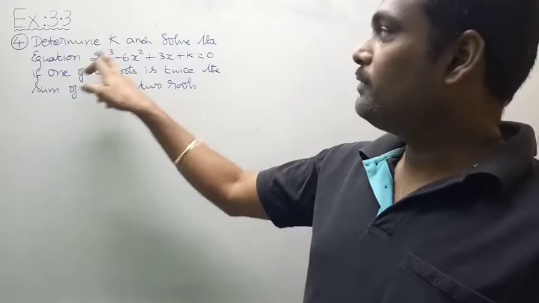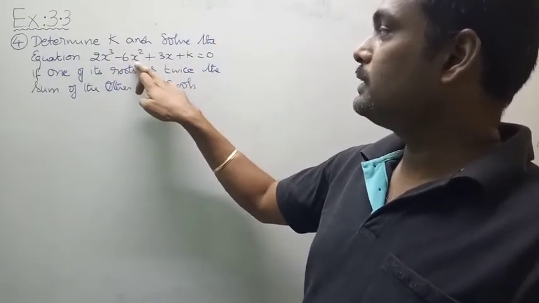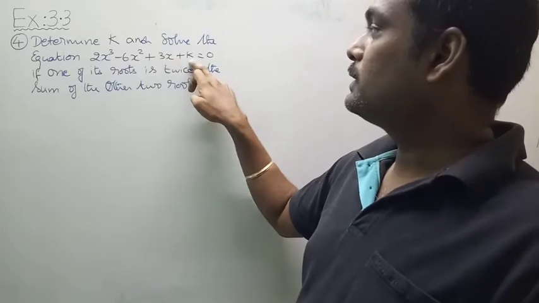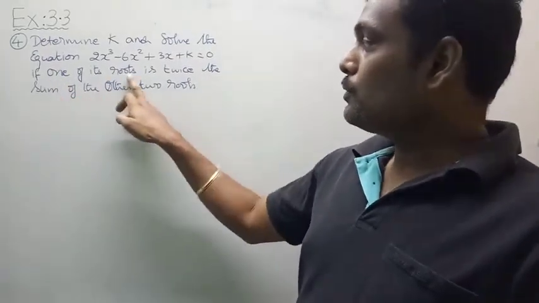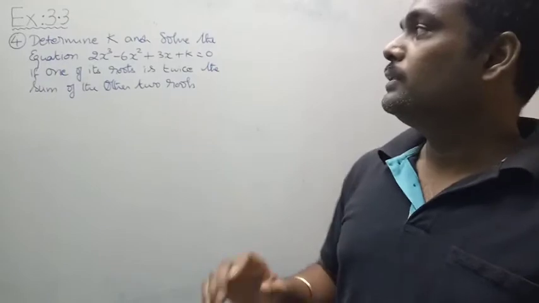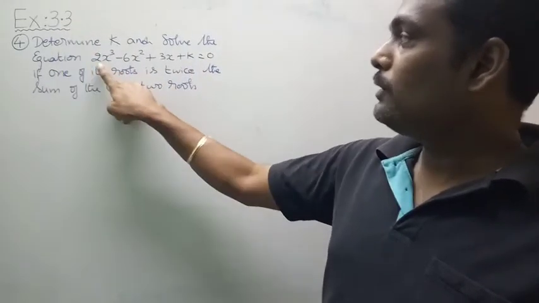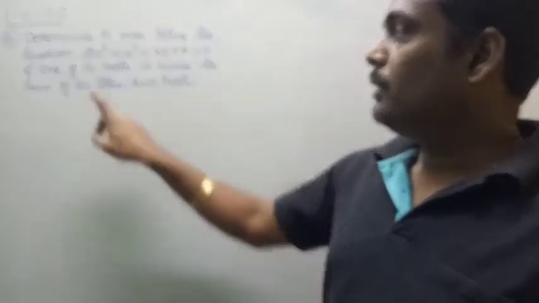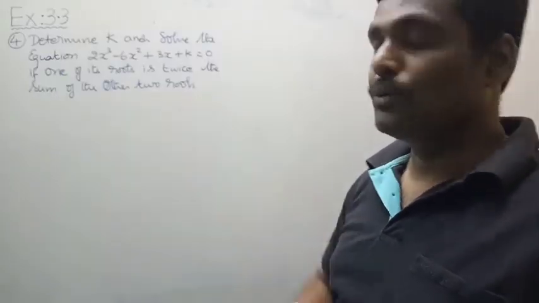We want to determine the value of k and solve the cubic equation 2x cubed minus 6x square plus 3x plus k equal to 0. Here, one of its roots is twice the sum of the other two roots. So, find the value of k here and solve this cubic equation. What is given? One of its roots is twice the sum of the other two roots.